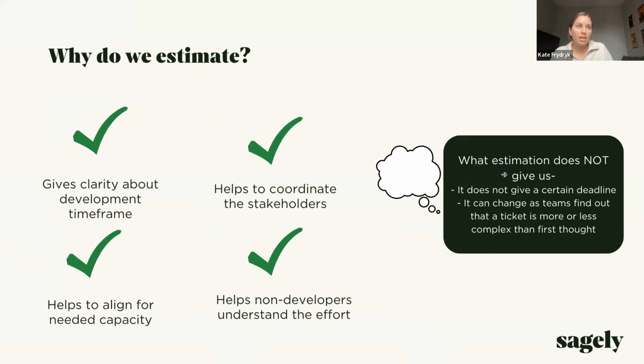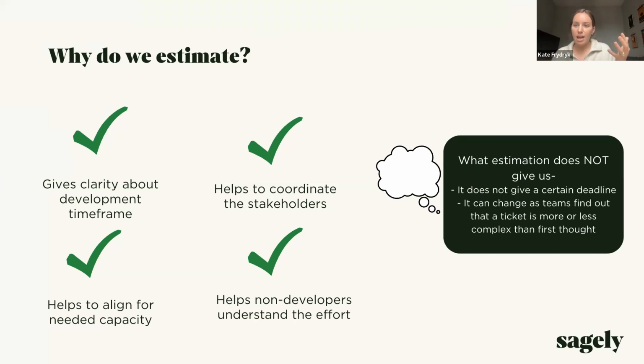So why do we estimate? It gives clarity on the development timeframe. So we'll have a better idea of if it's going to happen this quarter or next quarter, or when we can expect a feature to be done. And it helps to coordinate with the stakeholders. It's important because a huge part of releasing a product is being able to go to market and tell your users, hey, we've done a thing.